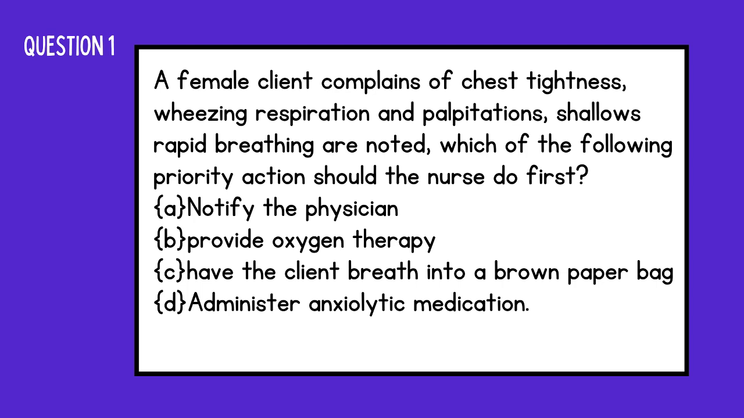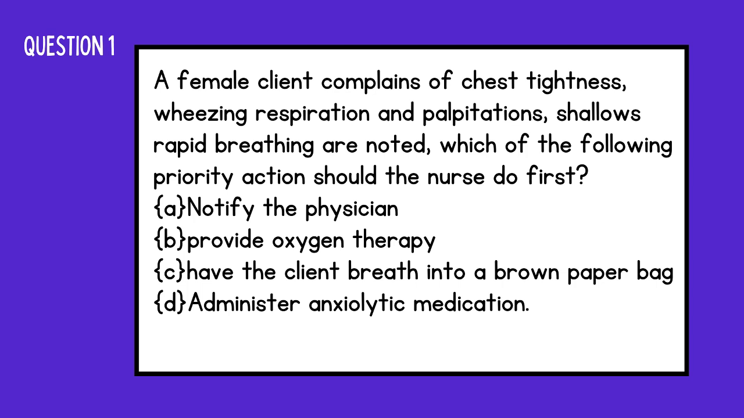So when a patient is having asthma, the question is, which action should the nurse do first? Number 1, notify the physician. When a patient is having an asthmatic crisis, will notifying the doctor be the first thing to be done by the nurse? Let's hold on. Number 2, provide oxygen therapy. Should that be the first thing the nurse will do? Let's hold on. Number 3, have the client breathe into a brown paper bag. Should that be the first thing the nurse has to do? Let's hold on. Administer anxiolytic medication.